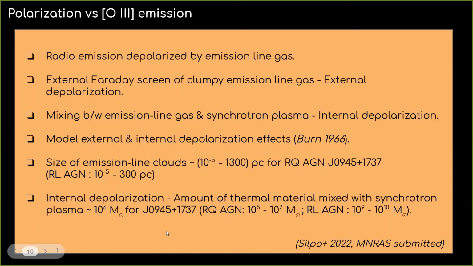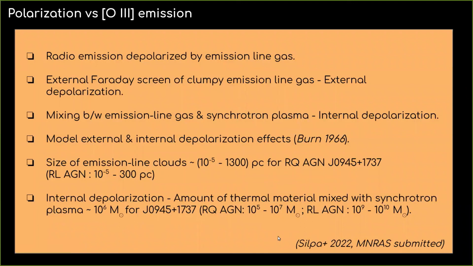By modeling the internal depolarization effect, we have been able to estimate the amount of thermal material mixed with the synchrotron plasma of the lobe of the source. And that turns out to be about 10 to the power 6 solar masses for the source. Similar studies have not been extensively carried out for radio quiet AGN, and especially for this sample. However, we do have estimates of the ionized gas masses for some of the Seyfert galaxies from optical imaging and spectroscopic studies. And there, this number turns out to be in the range of 10 to the power 5 to 10 to the power 7 solar masses, and we find that our result is consistent with the literature.